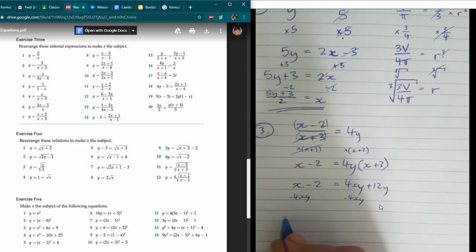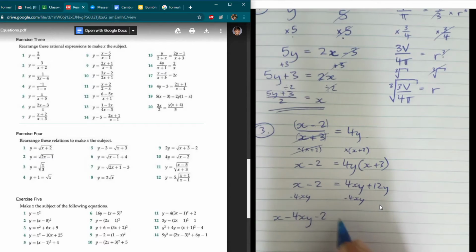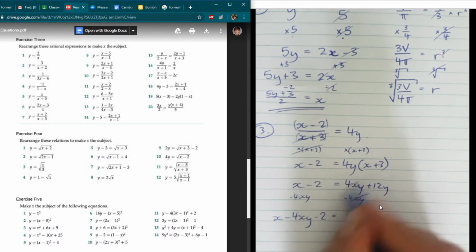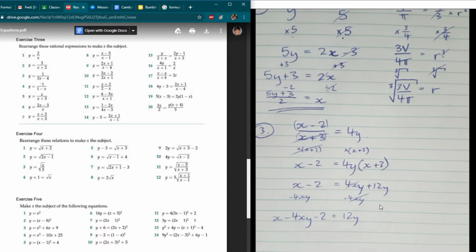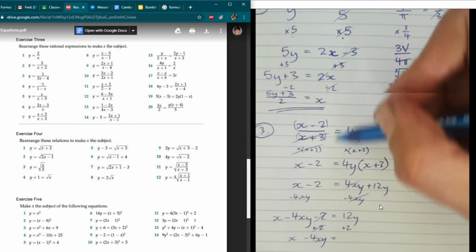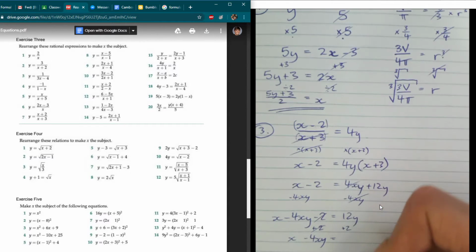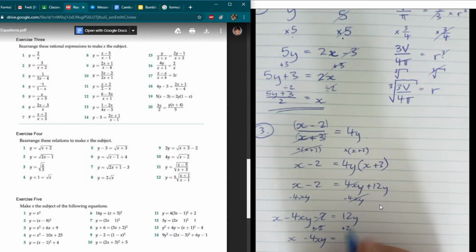So we're going to have x minus 4xy minus 2 equals, and these cancel, so we're just left with 12y on the right. This minus 2, don't really want him hanging around, so let's get rid of it by doing the opposite. We'll plus 2, and then we'll plus 2 over here. So they'll cancel, so we get x minus 4xy. Notice that I try and keep my equal signs all in a line going down. That really helps with working out. 12y plus 2 on the right-hand side.